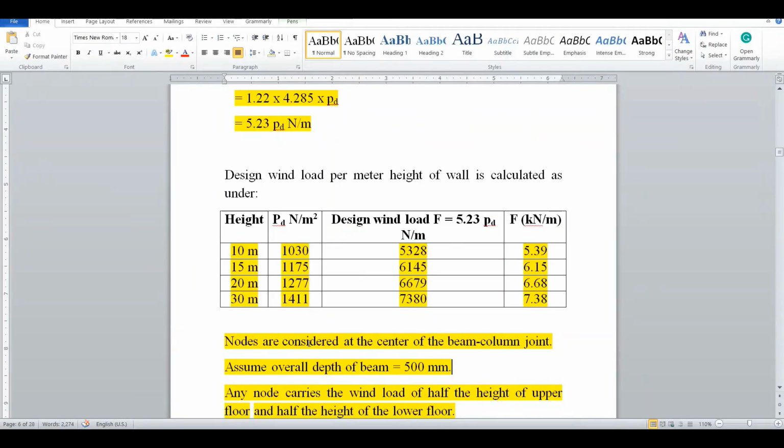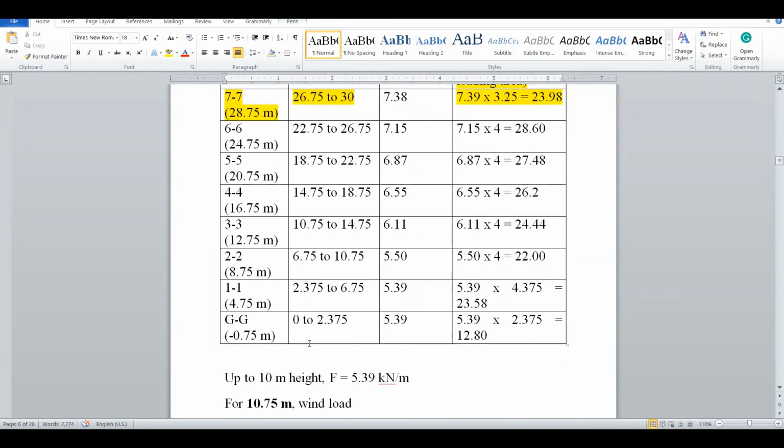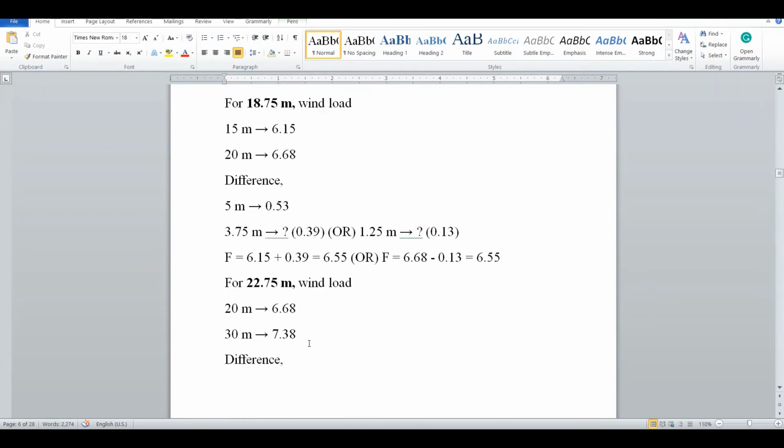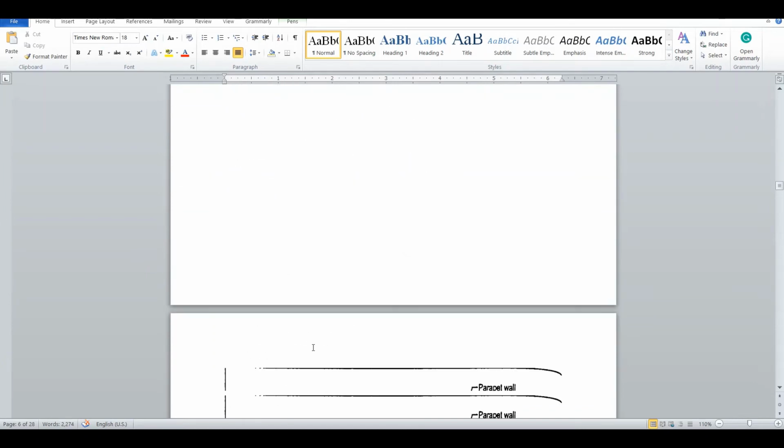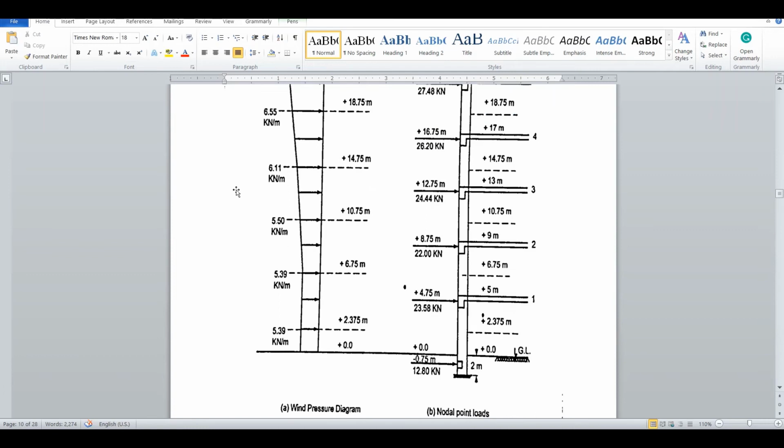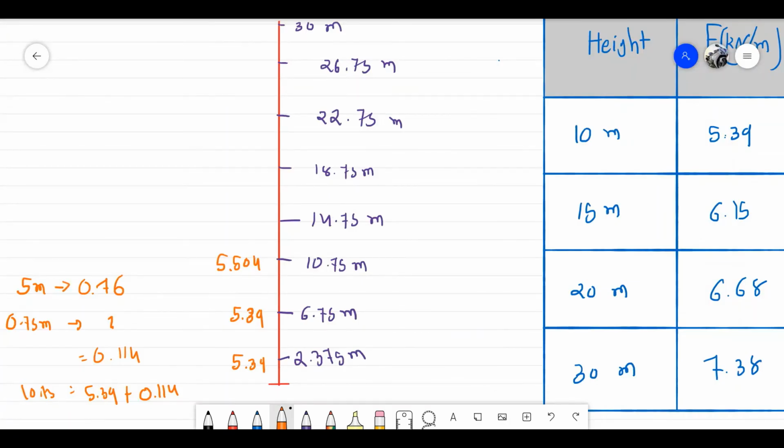We are going to calculate where is the force. Here, 5.50 at 10.75. Okay, same thing, same for the 14.75, 18.75, 22.75, right?